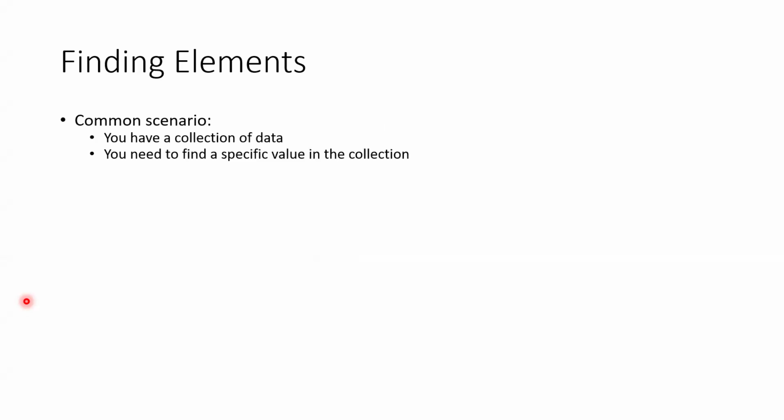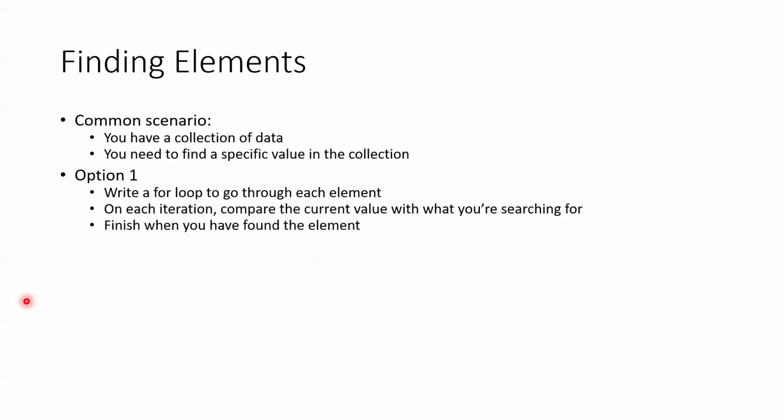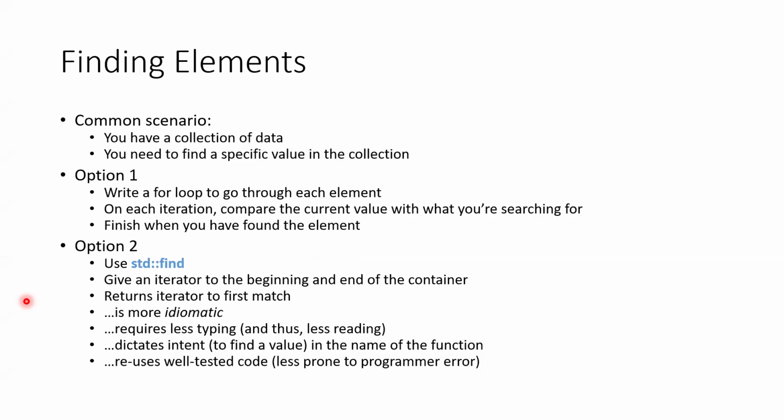First, finding elements. You have a collection of data and you need to find a specific value in the collection. Option 1 is to write a for loop to go through each element, and on each iteration you compare. And when you found the element, you finish. Option 2, use the std::find function that's given to you by the STL. This does the same thing as option 1, exactly the same thing.